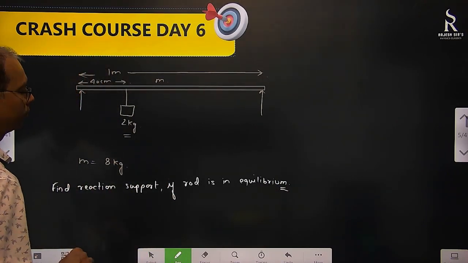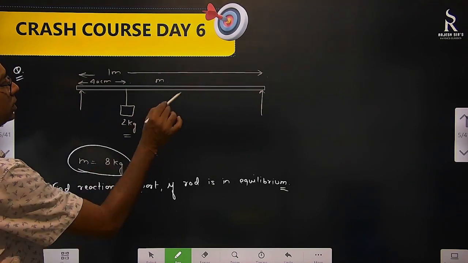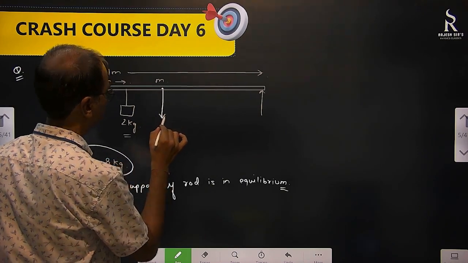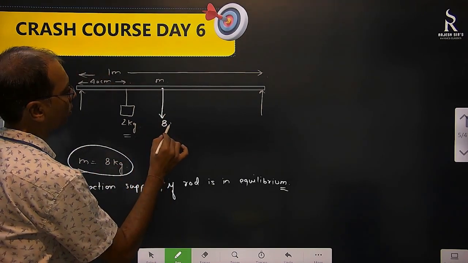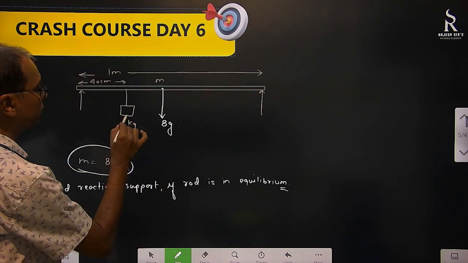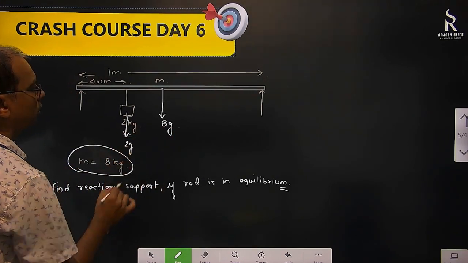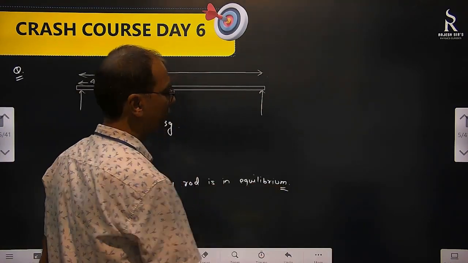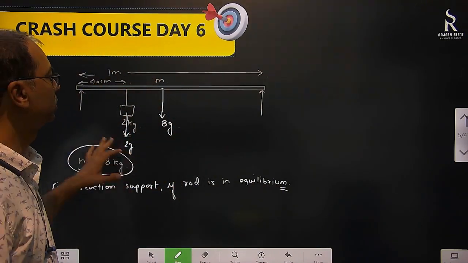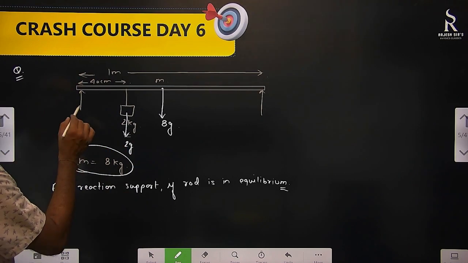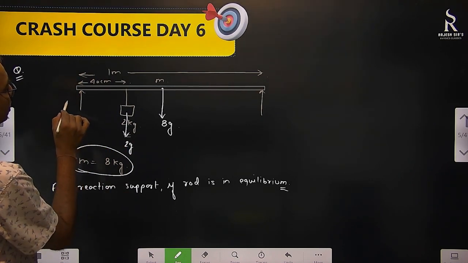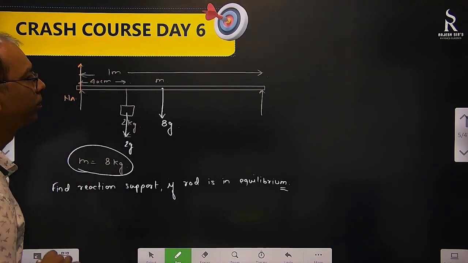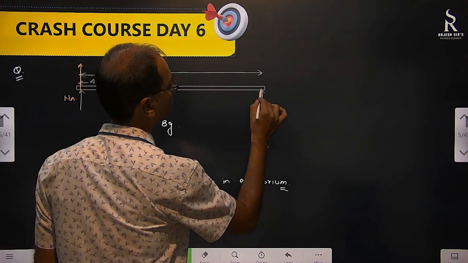Let's make the free body diagram fully. Mass is 8 kg. That means the weight of this rod is also there. Where is the weight? At the center. How much is it? 8 kg, so 8g is acting here. Here 2g is acting. Suppose this point is A. The reaction of this support on the rod is upwards, that's NA. And this one is B. So here the reaction is NB.